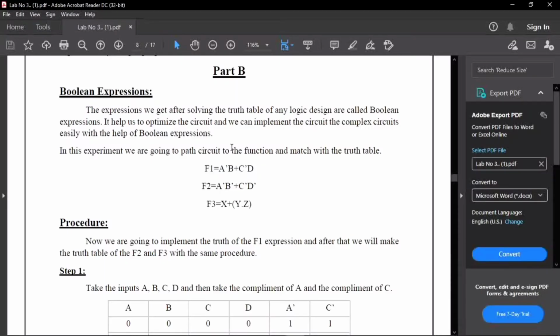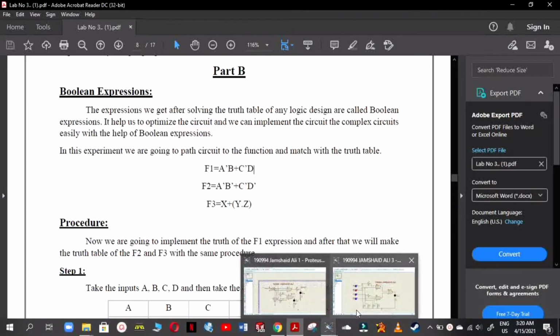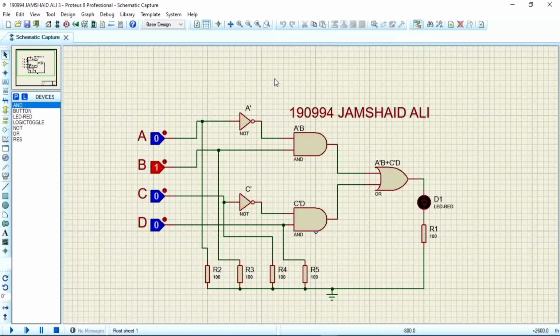We are going to prove the Proteus circuit of these three Boolean expressions. We have three functions f1, f2 and f3. We are going to prove these three functions with the help of Proteus circuit. So this is our first Boolean expression. Now I am going to show you the Proteus circuit of this expression, which is this.